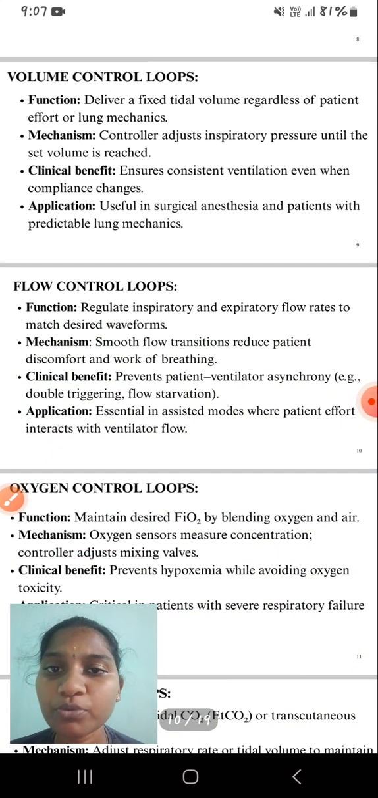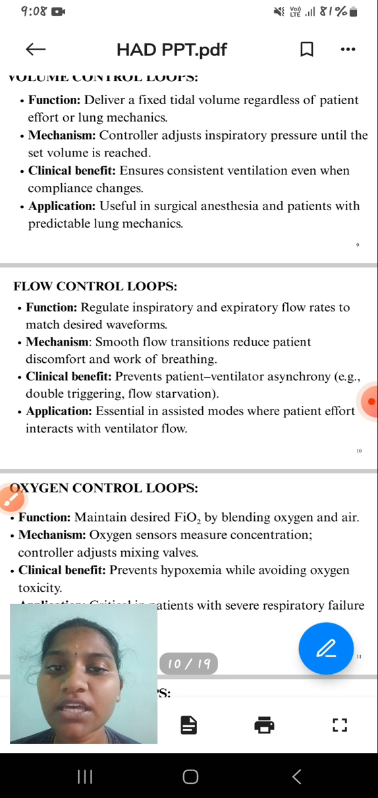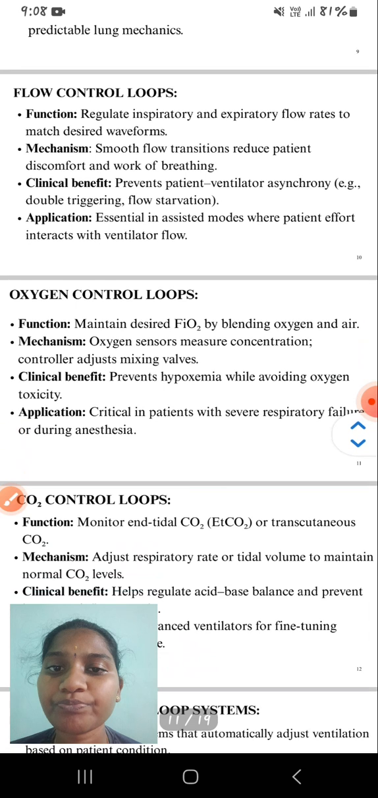Volume control loop. Function: deliver a fixed tidal volume regardless of patient effort or lung mechanics. The controller adjusts inspiratory pressure until the set volume is reached. Clinical benefit: ensures consistent ventilation even when compliance changes. Application: useful in surgical anesthesia and patients with predictable lung mechanics.